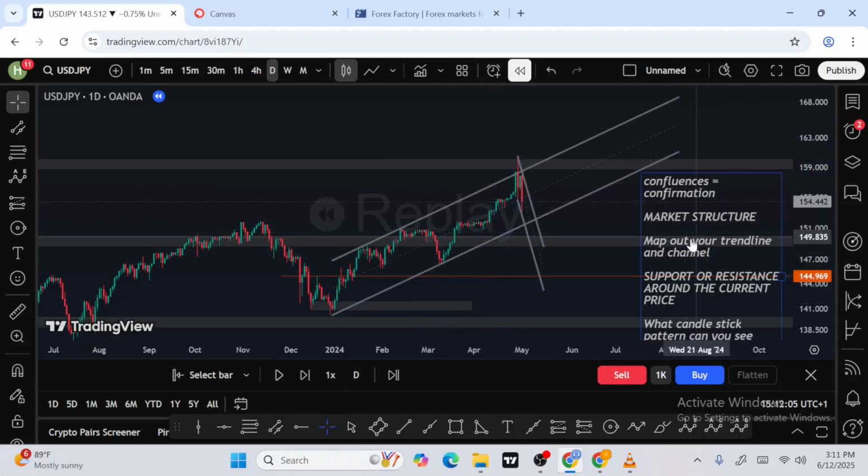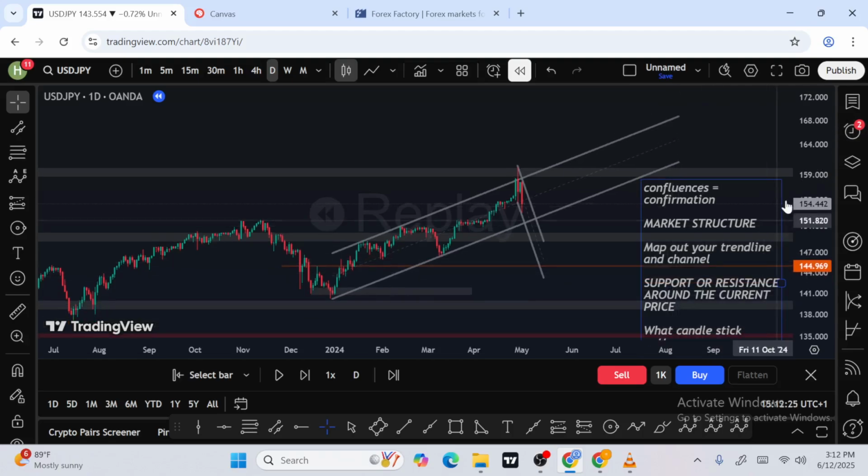What now? Map out your trend line channel. Okay, I've done it. Boom. Support or resistance around the current price. Yes, there's a resistance, and there's a support here. And other ones you will be drawing. You know, we don't have our minor, and we don't have our sub zones. Do you get it now?